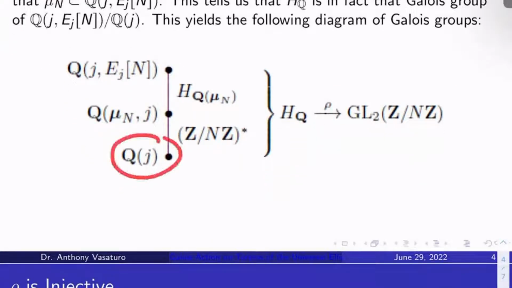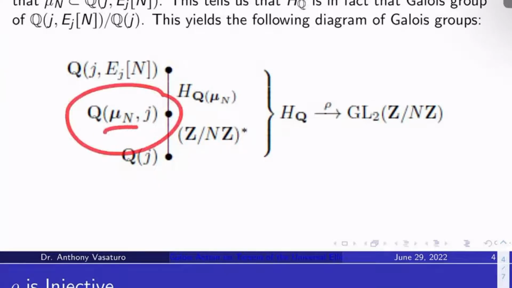I've got Q adjoin j, the base field. I can tack onto that mu sub n. And then I can also tack onto the base field just the n torsion of E sub j, because I know by the above that mu sub n already lives in this field. So that breaks down my Galois group H sub Q into kind of two pieces.